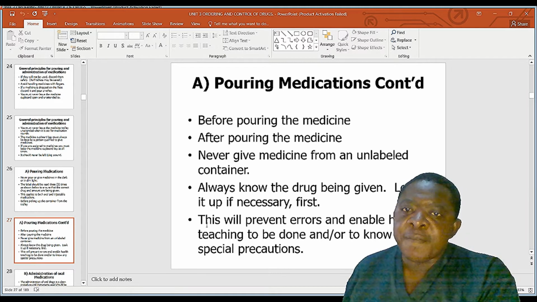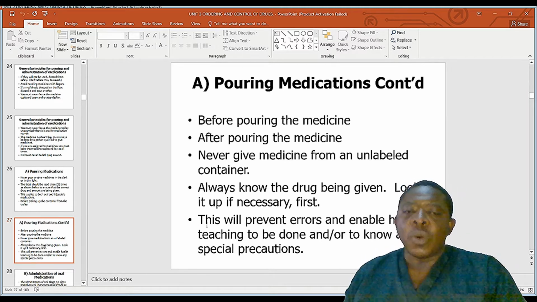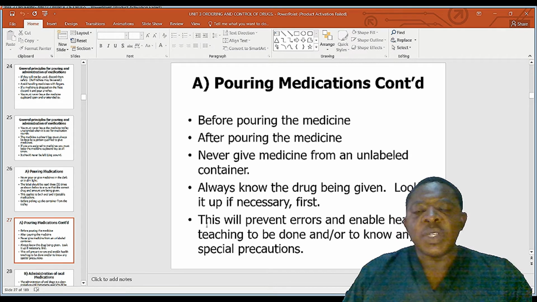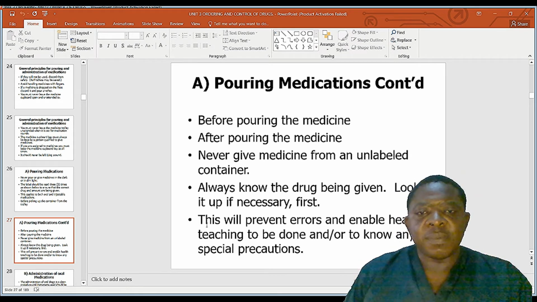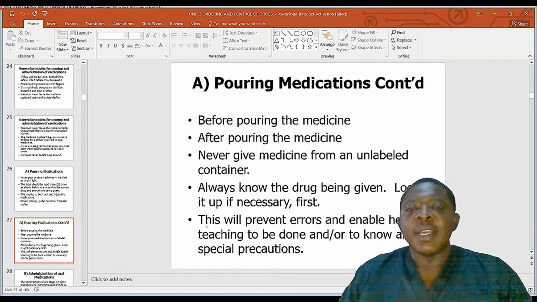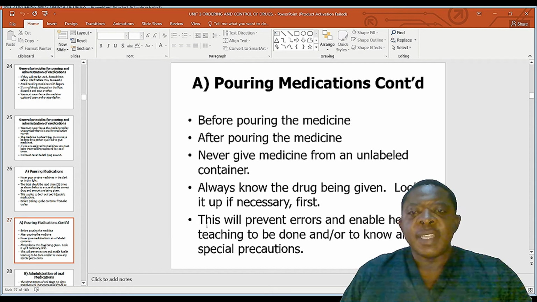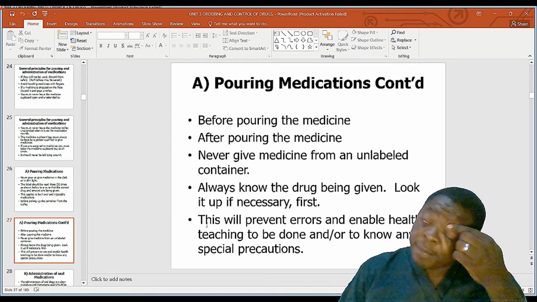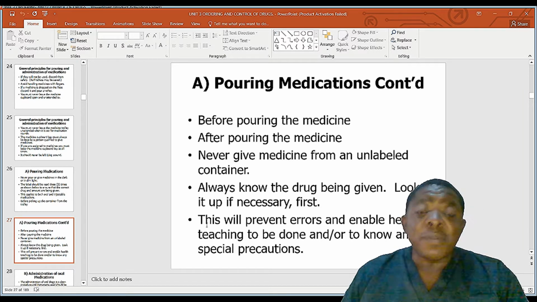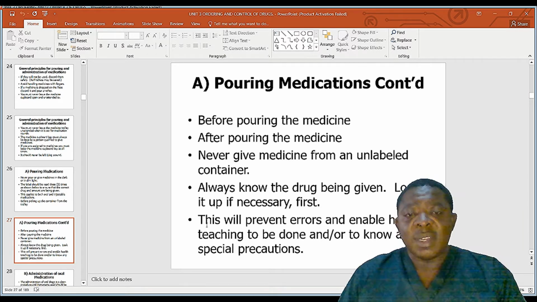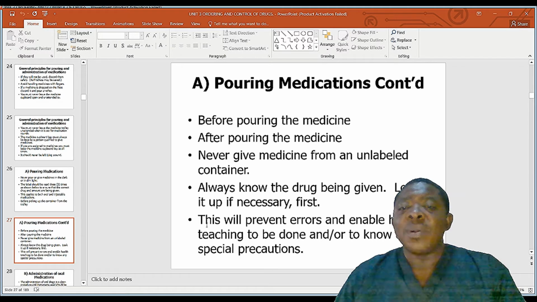Never give medicine from an unlabeled container. We have also mentioned this in another part of the notes within this lesson. Never should you give a drug from an unlabeled container. You can never be sure, despite knowing the shape of the drugs and the like. That does not count. Always know the drug you are giving. Look it up if necessary.